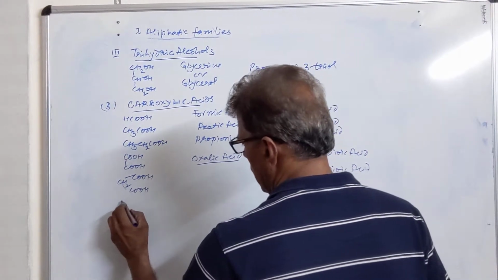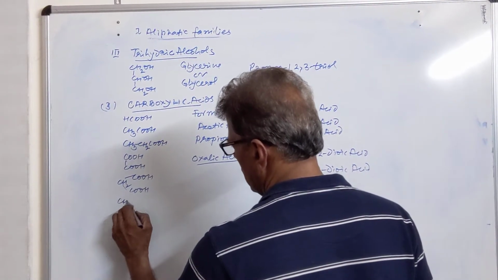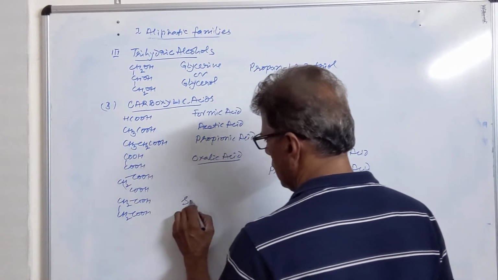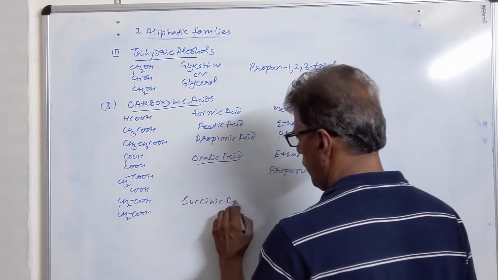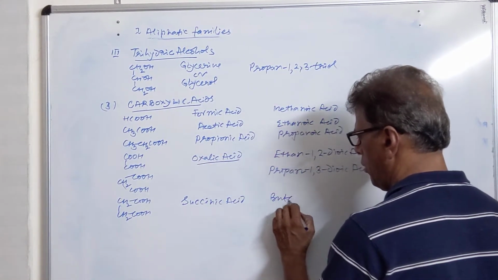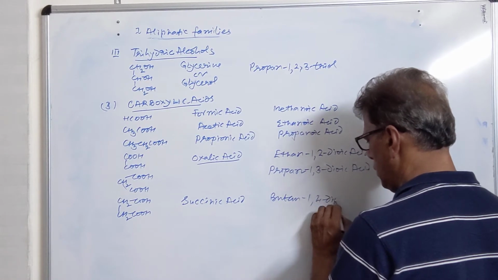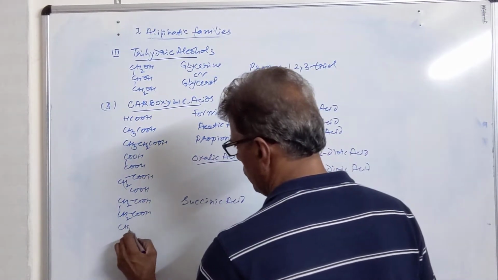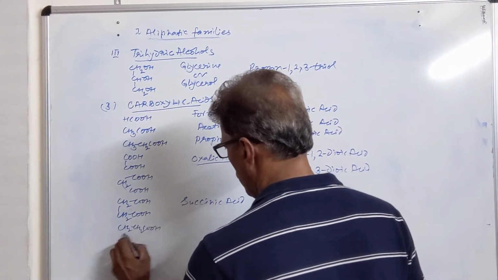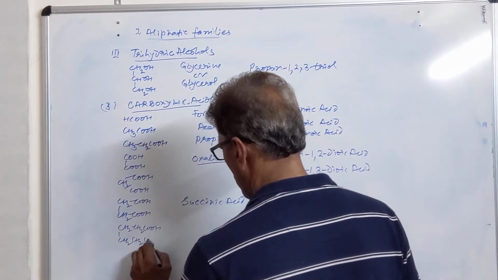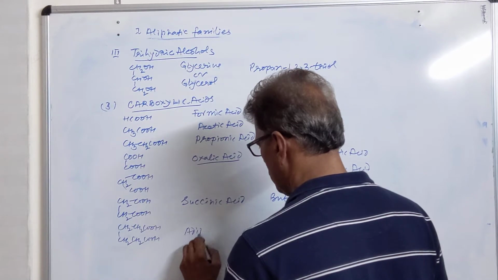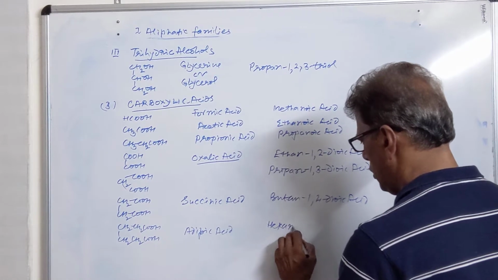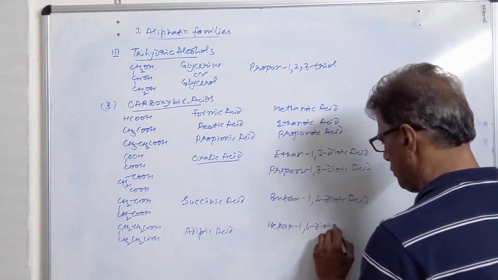Then we have 1 tricarboxylic acid. We have other systems, succinic acid, adipic acid. We have already named them. This is succinic acid. IUPAC is butane-1,4-dioic acid. Then if we add 2 more CH2 groups, this is adipic acid. IUPAC is hexane-1,6-dioic acid.